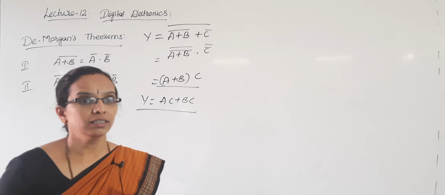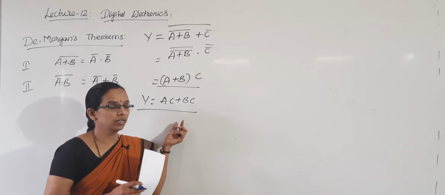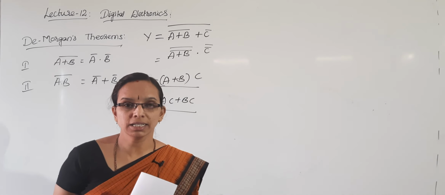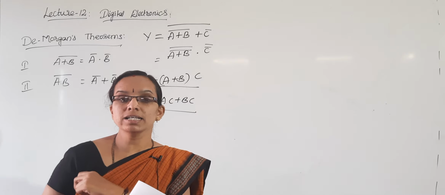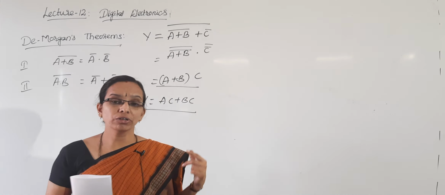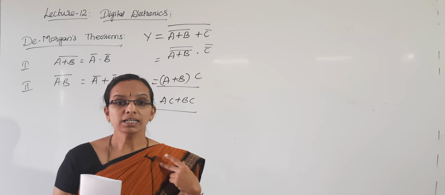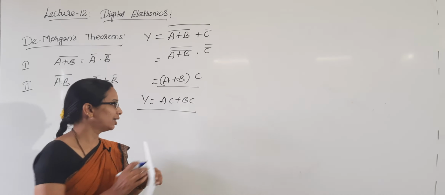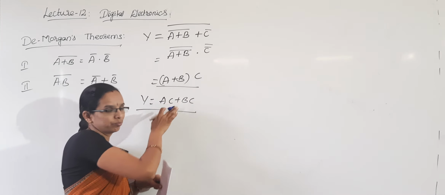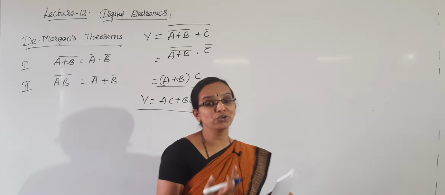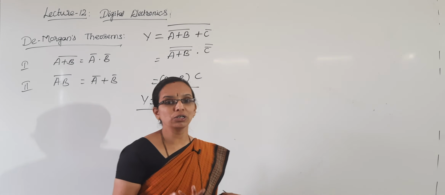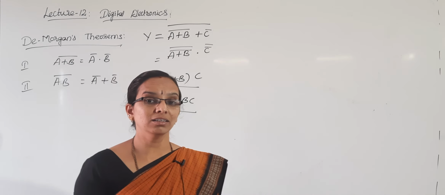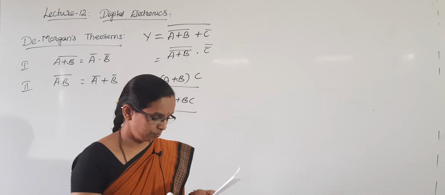Once you learn how to draw the circuit for this, that we will learn after studying gates. Basic gates we are going to study in the next class. After studying gates, we are going to draw the circuit for these expressions. At that time we will come to know why it should be kept in this form or this form, which is more useful to draw the circuit, only after studying the gates.